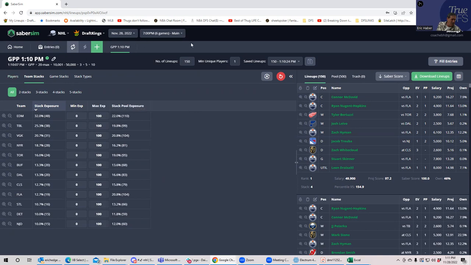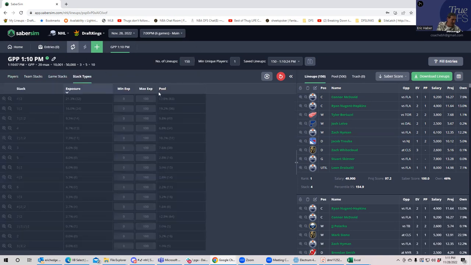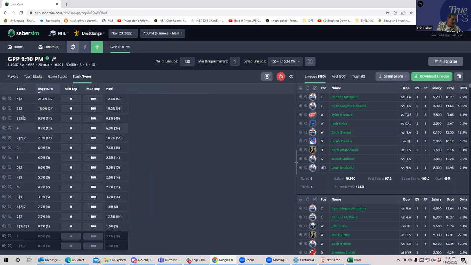Now, the other thing I would do, if you're multi-entering, is take a look and see the stack types here. I don't like too many of these off-the-wall stacks. I like 4-3 and higher, meaning 4-3, 5-2, maybe even 5-0, and 6. I don't want to mess around with these 4-2s, 3-2-2s, or whatever it is. I really think that stacking and taking advantage of all that correlation in hockey is really important.